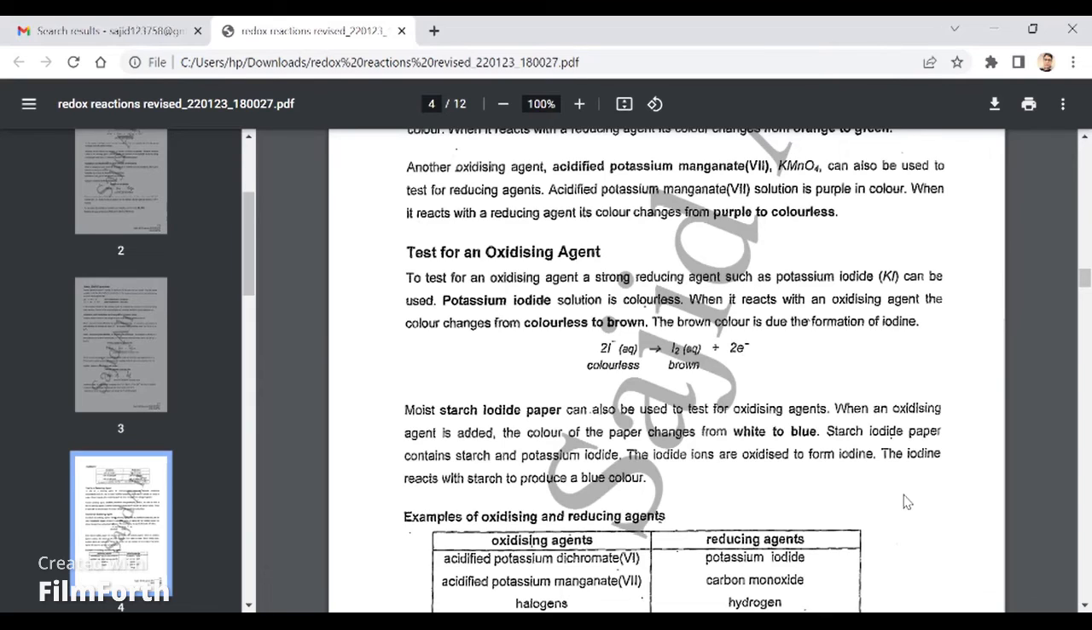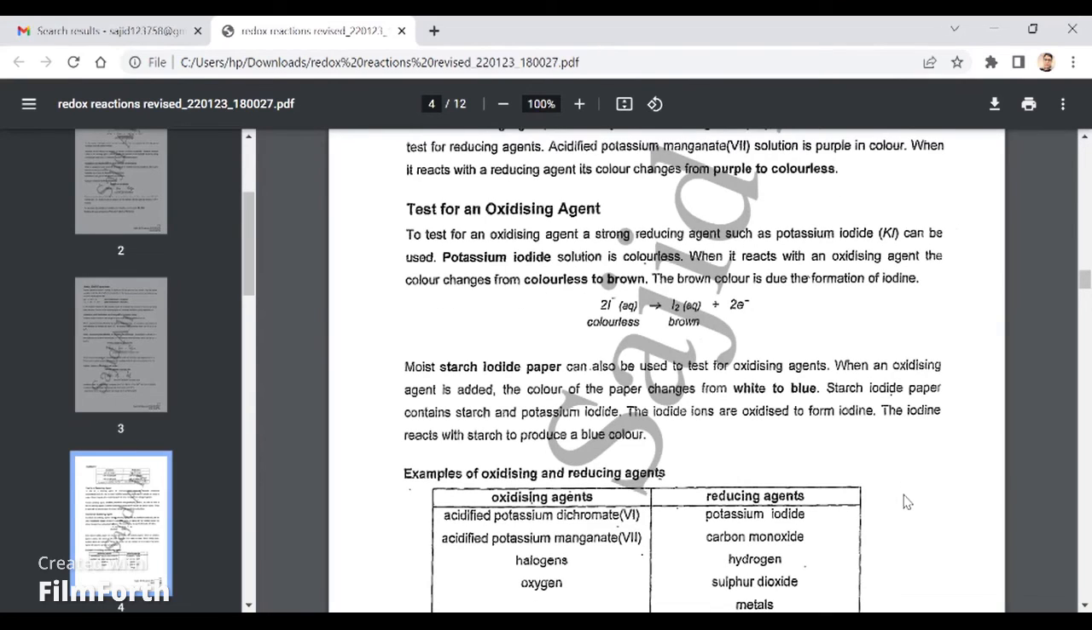Iodine solution is brown. Moist starch iodide paper can also be used to test for an oxidizing agent. When an oxidizing agent is added, the color of the paper changes from white to blue.